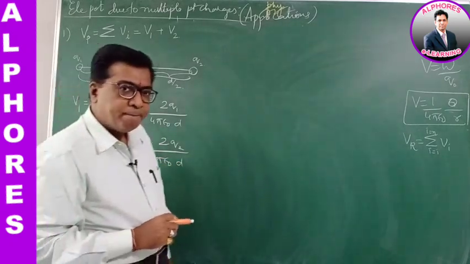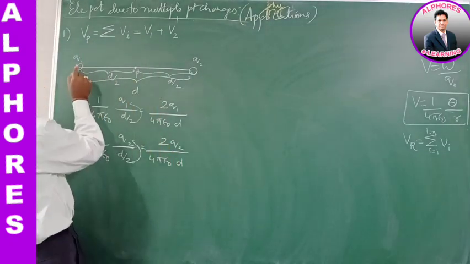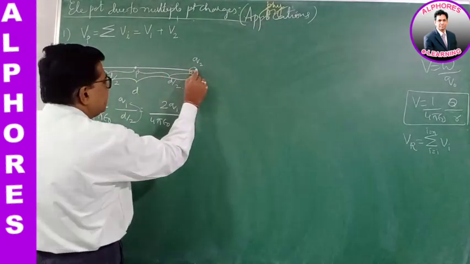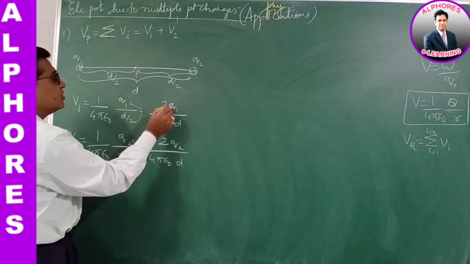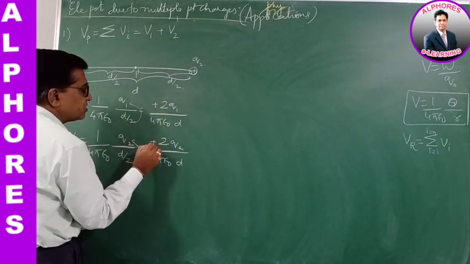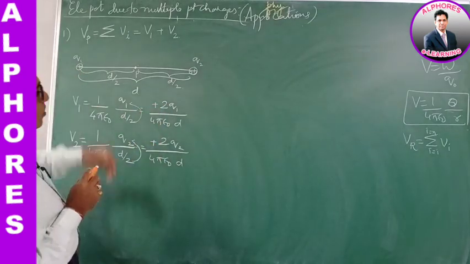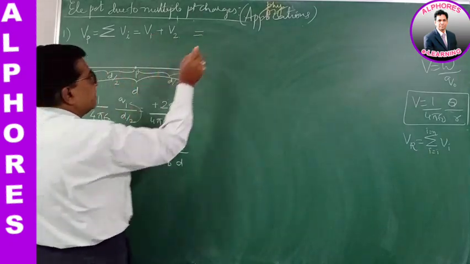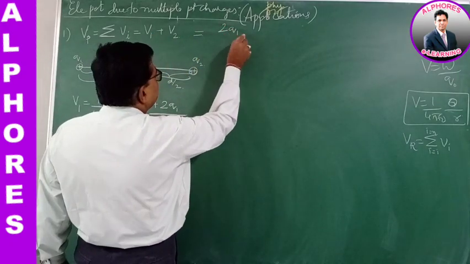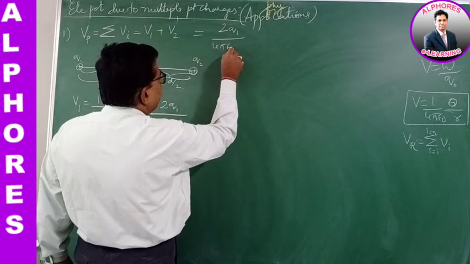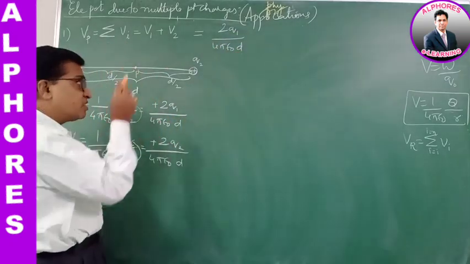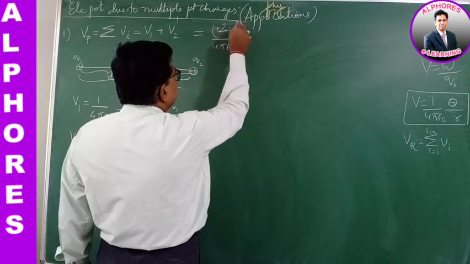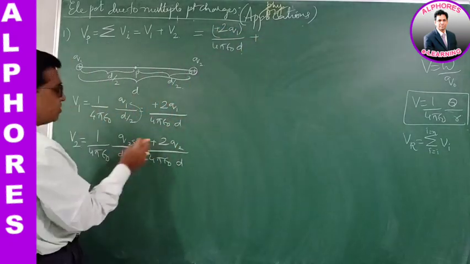V1 and V2. Both are positive charges. So since both are, first individually we have considered both are positive. So this is also positive, even this is also positive. Now the total potential, the resultant potential is V1. V1 is 2Q1 by 4 pi epsilon naught d, positive, it is plus. Similarly, even V2 is also plus.